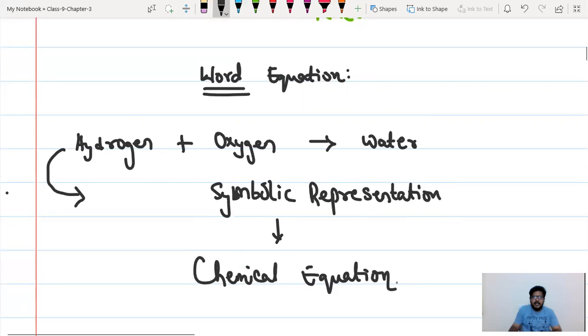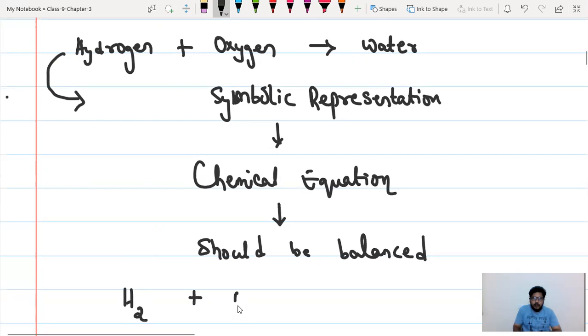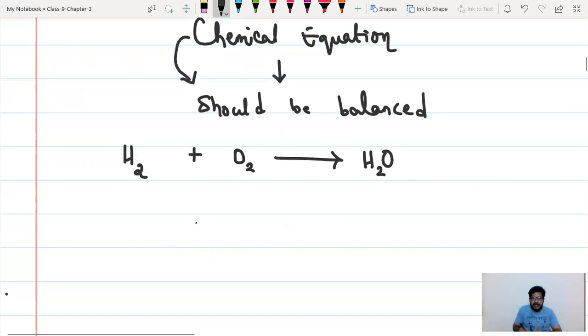And all chemical equations should be balanced. If you didn't balance, that chemical equation is known as skeletal equation. Now let us write this. Hydrogen means we'll write H2, oxygen O2 gives rise to water H2O. What we have learned? Every chemical equation should be balanced. Now what is meant by balance, or what is meant by balancing?